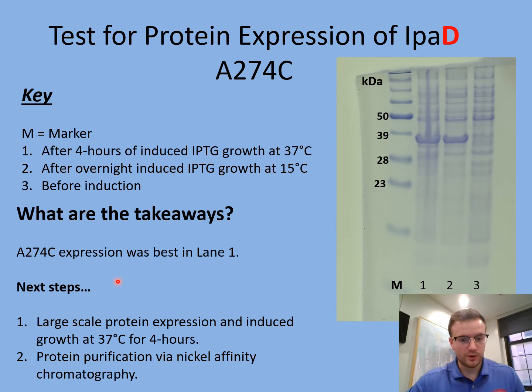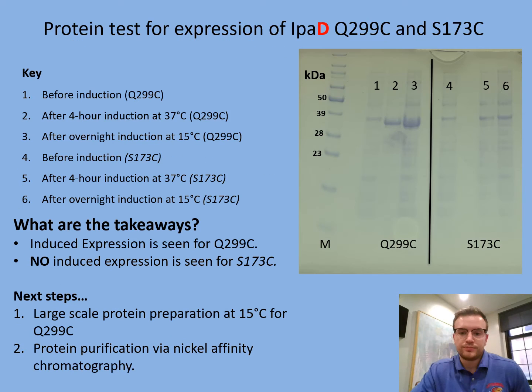So moving forward, this mutant can go through large-scale protein expression, induced growth at 47 degrees Celsius for 4 hours, and then it will be put through nickel chromatography. The same test went through with the other IpaD mutants, and the results showed that lane 3, which was the overnight induction at 15 degrees Celsius, was best for this particular mutant.